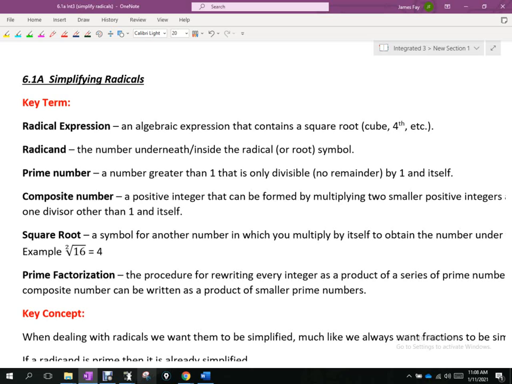A radical expression is any algebraic expression that contains a square root, or could be a cube root, a fourth root, or etc., fifth root, sixth root, seventh root, that kind of stuff. A root symbol looks a lot like a division symbol, okay, except for there's a little thing out in front. So that's your root symbol. A division symbol just looks like that, right? So you got this little thing out in front.